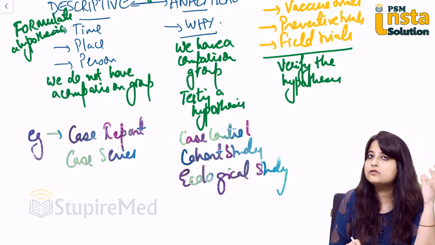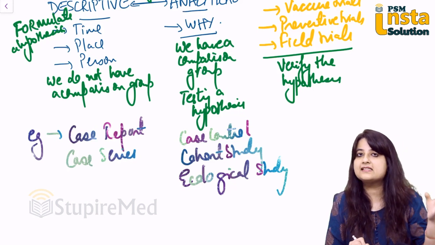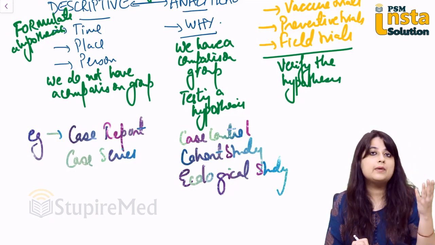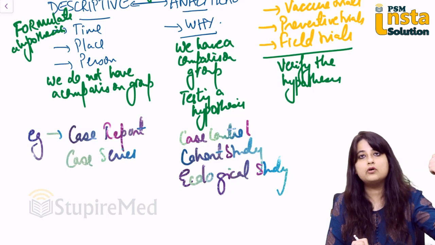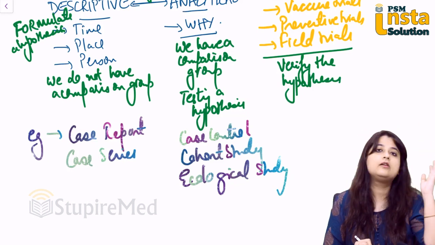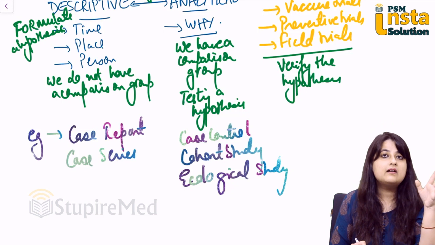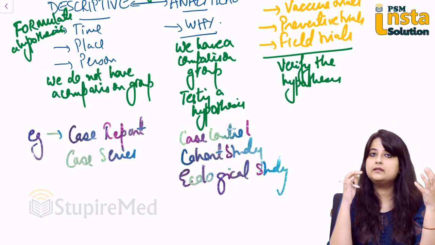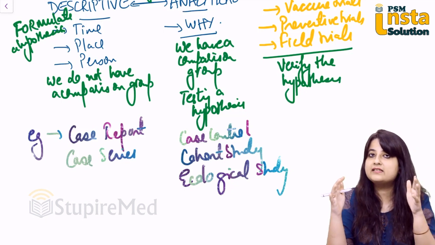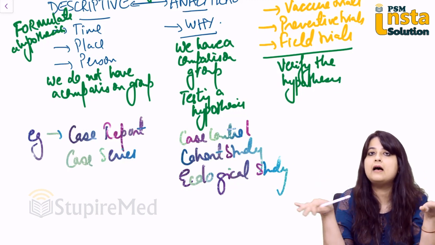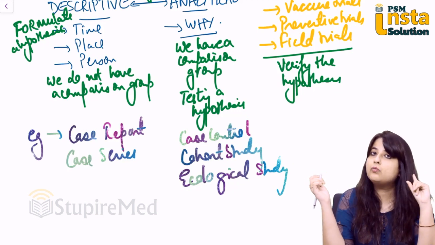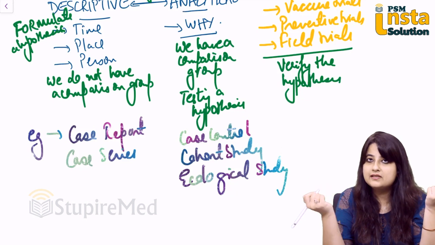In case control also we have a comparison group, cases and controls. In cohort also we have a comparison group, exposed and non-exposed. Similarly, in ecological study designs, you are comparing, say, the dietary consumption and development of breast cancer among countries. Now there is one study design which is cross-sectional study design.